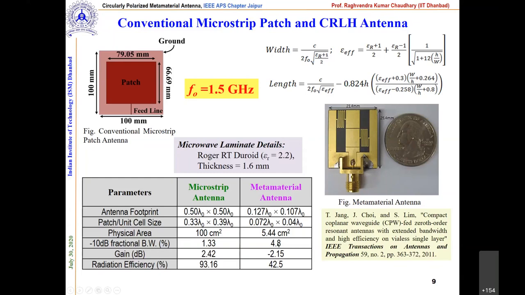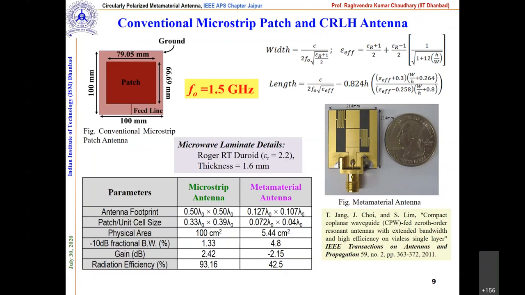Particularly here, we definitely reduced the size: here the overall size is 100 square centimeters, and here 5.44 square centimeters, drastically reduced. If you calculate the percentage reduction, it is more than 90%, correct? On the other hand, if you see the gain and the radiation efficiency, the numbers are horrible. The gain is minus 2.15 dB and the radiation efficiency is 42.5%. I would say this is not going to be used for any kind of application, because at least we require 1.5 to 2 dB gain to run these handheld applications, and radiation efficiency must be above 75% to 80%, correct?